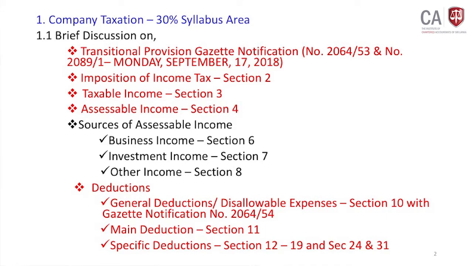And the assessable income, which is section 4. As I explain here, the sources of assessable income are business income, investment income and other income. Assessable income from business, assessable income from investment, and assessable income from other sources are in sections 6, 7 and 8 of the Inland Revenue Act. Then there is another source of assessable income, which is employment income.